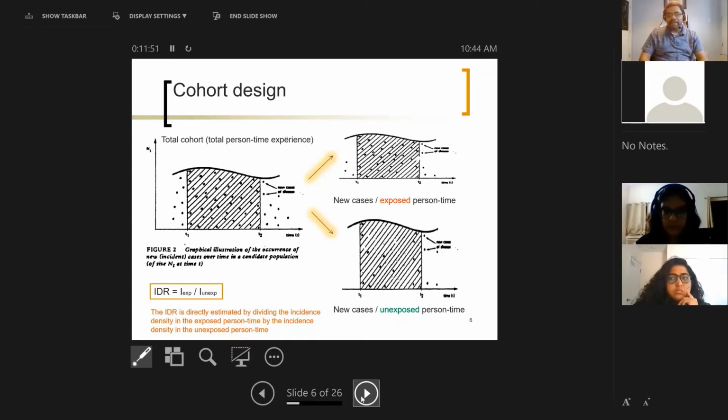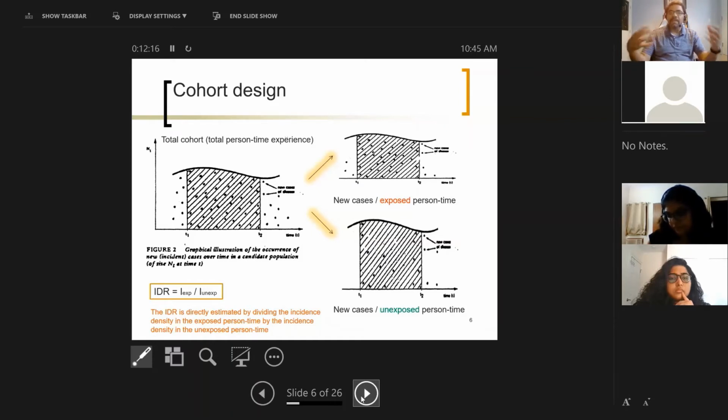Now, the painful aspect of this design is that you have to have sufficient number of people and you have to stick with them. You have to know exactly when they were smokers, when they were non-smokers, so that you can separate them out. So you have to measure exposures repeatedly, and then you have to wait for all the black dots to appear. You have to have a surveillance system to pick up every case of lung cancer or COVID or stroke that appears in a cohort, right?